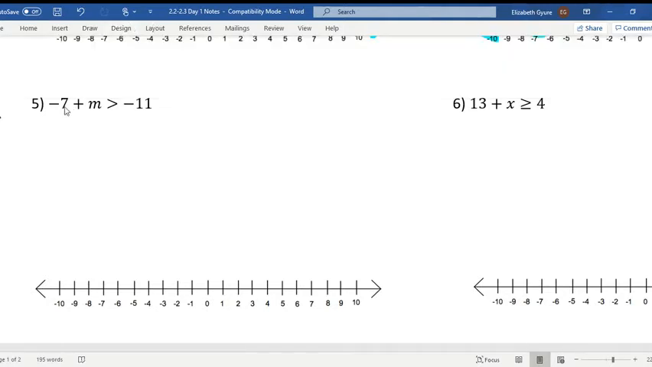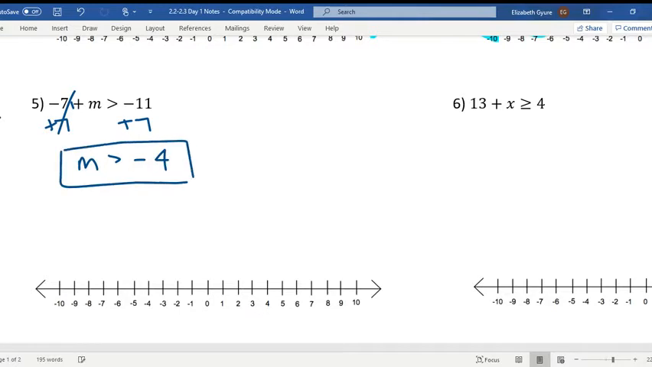So with this one, it's very tempting to subtract 7 because you see this plus. But if you subtract 7 from -7, is that going to cancel out? No. We need to add 7 to both sides on number 5. We need to add 7. The 7s will cancel, and you'll have m is greater than, what's -11 plus 7? -4, good. So m is greater than -4.